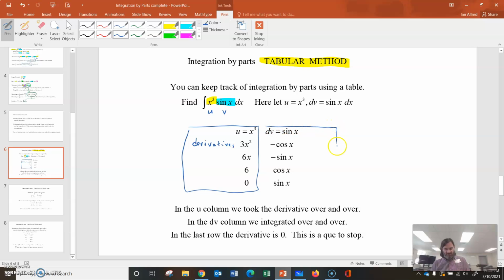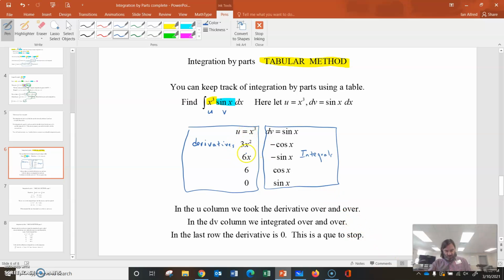Now the other column, where I have the sine x, I'm taking integrals. It looks simple when you just have a simple trig function like sine x. Sine x, if you integrate it, goes to negative cosine x. You integrate negative cosine x, it goes to negative sine x. You integrate negative sine x, it goes to cosine x. And you integrate that, you get sine. But remember, if you had something like 2x in here, you would have some u substitutions, so it would get a little bit out of hand.